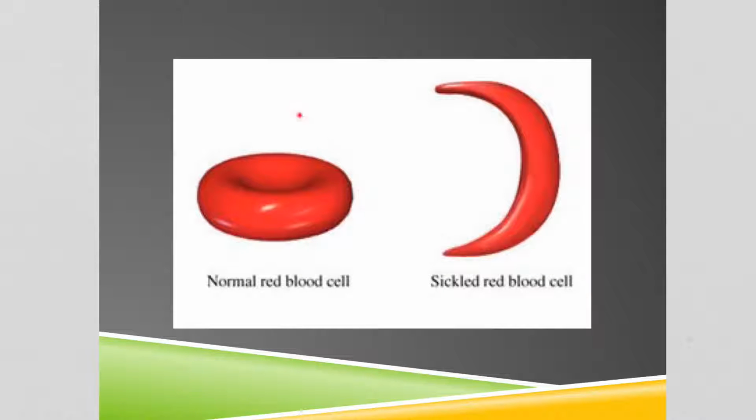Here's just a little comparison. This is what a normal red blood cell looks like. When you have this mutation, your red blood cells are flattened out into this sickle shape. It kind of looks like a crescent moon. They just don't do the job. Is that why it's called sickle cell? Yes, because the cells are sickled. They don't have the correct shape, so they can't carry oxygen as well as they should.